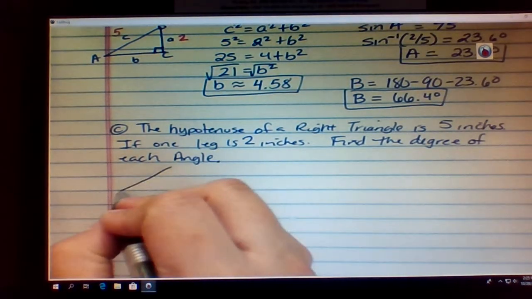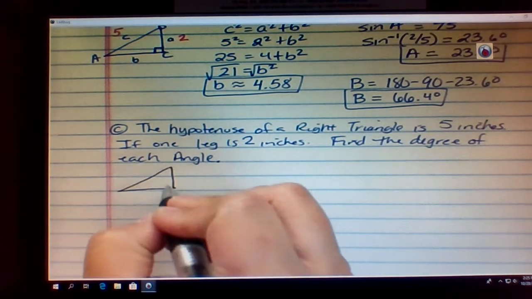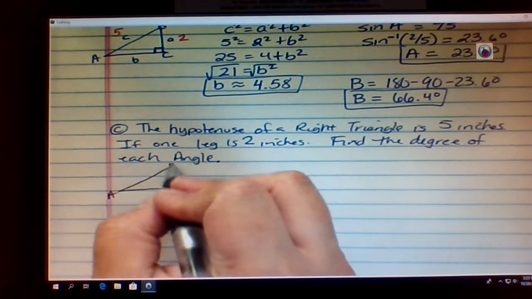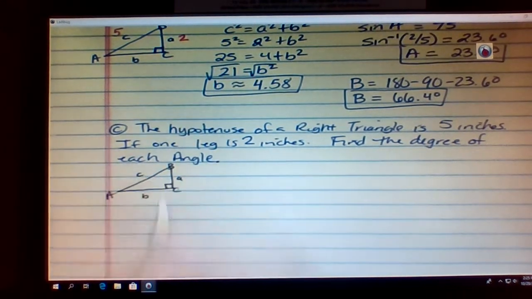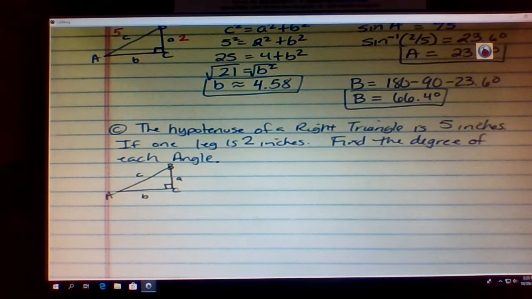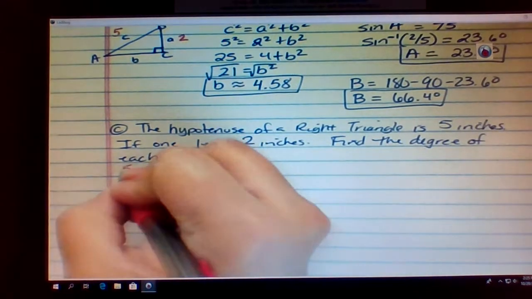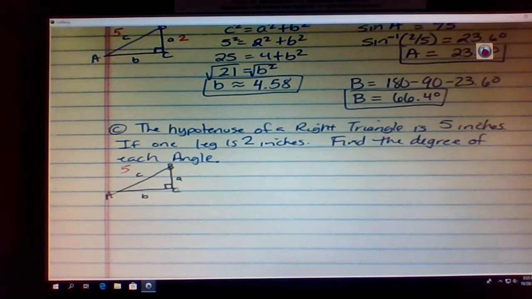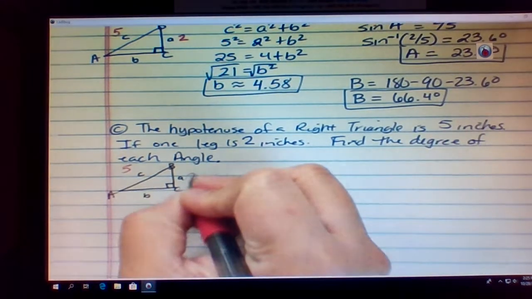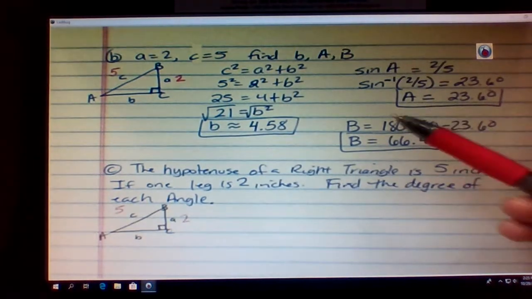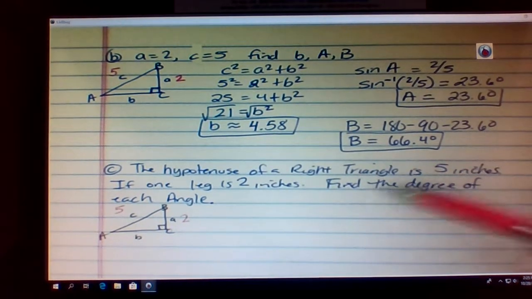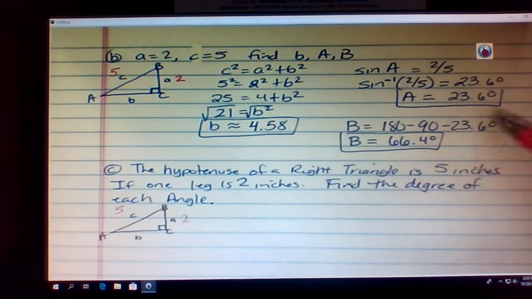We draw a triangle. This is A, this is B, this is C. Little a, little b, little c, and they tell you the hypotenuse is 5. So which is the hypotenuse, A, B, or C? So this is 5, and then they give you a leg, and the leg is what? 2. And then this turns out to be exactly which problem? The one above, but they gave it to you in a word problem. So the only thing they're looking for is the measure of each angle. So here are my 2 answers. I had not noticed that until right now.